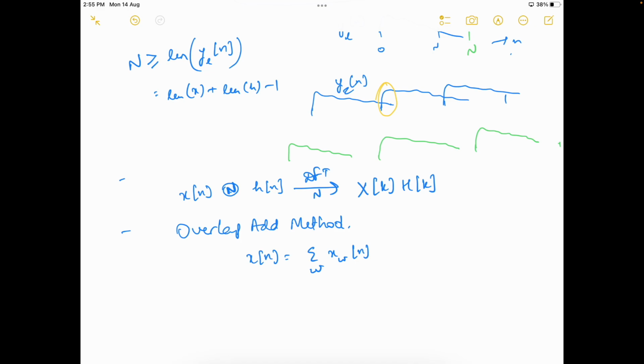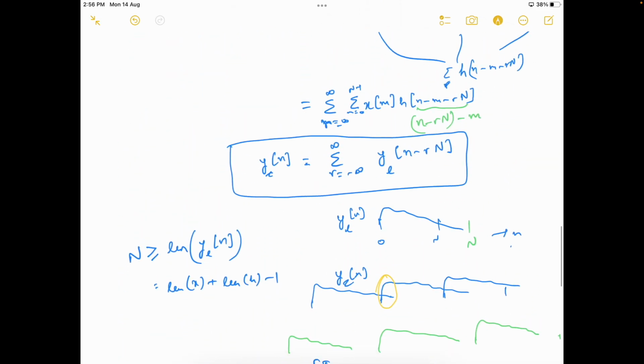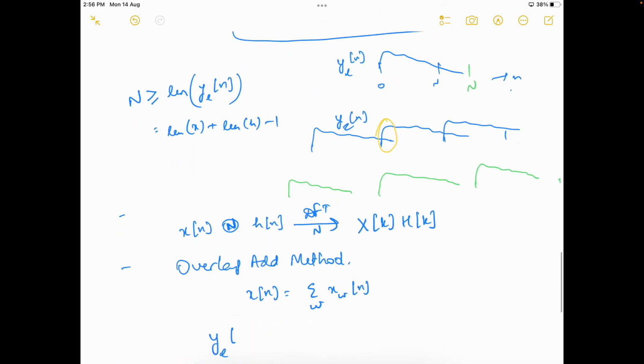Let's keep this as of length W. Then I can say my y linear. Okay, so I will just write it explicitly. If this condition is satisfied, then what happens? Then yc of n is equal to y linear of n. Ultimately, I want y linear of n only. I don't want the overlapping effects.